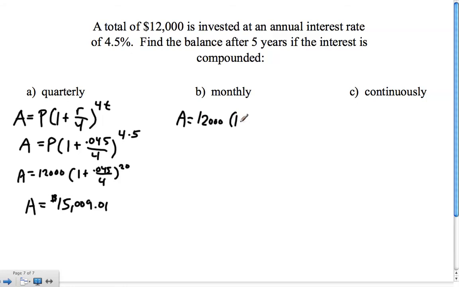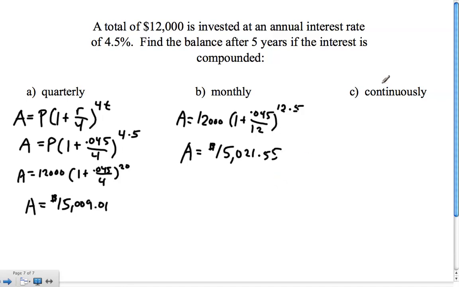$12,000 initially invested. Our rate is still 0.045, but it's going to be divided up 12 times throughout the year, and that's raised to 12 times 5. You can clean this up and combine the 12 and the 5 to make 60 if you want, but you can plug this directly into your calculator, and you end up getting just a slightly bigger amount than if it was compounded quarterly: $15,021.55.